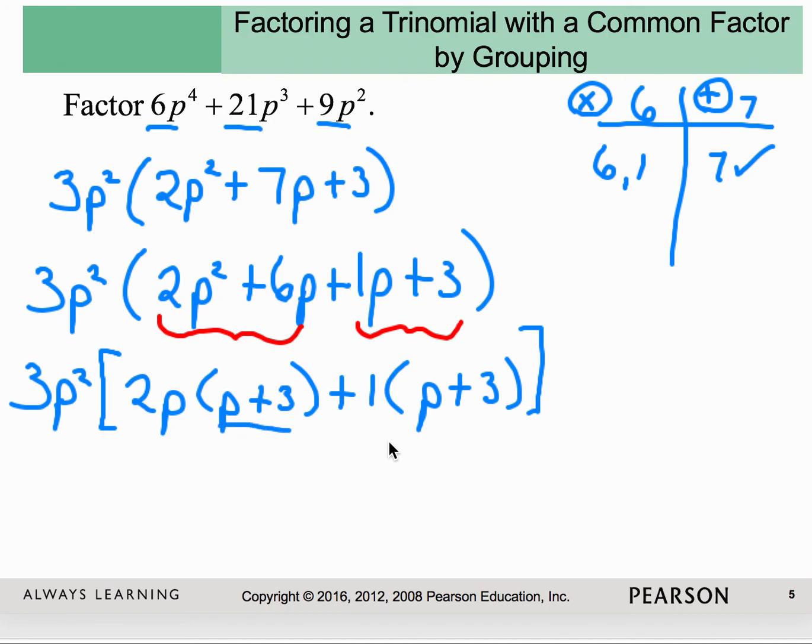Now, this is a common factor. So I'm taking it out with this other one that I already found, right? Here's a common factor I found, and now I found another one, and then that leaves 2p plus 1.